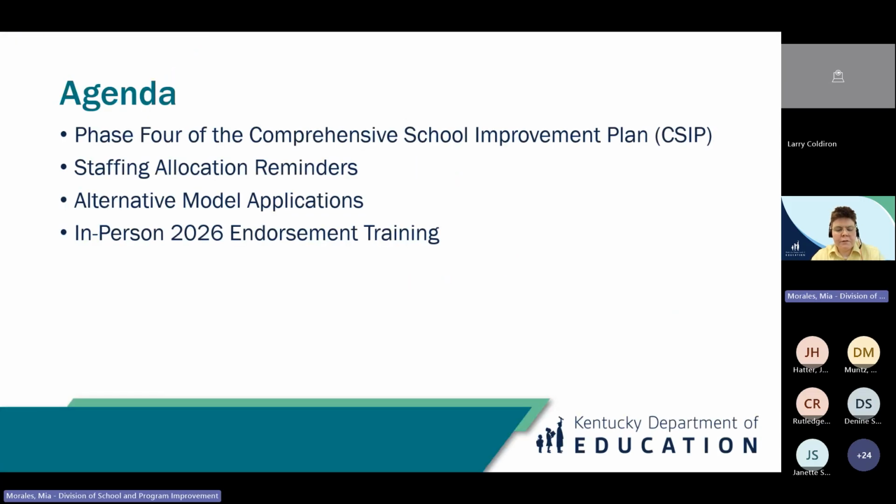So we're going to cover a few different topics today. We're going to talk about Phase 4 of the Comprehensive School Improvement Plan, staffing allocation reminders, alternative model applications, and then our in-person 2026 endorsement training.